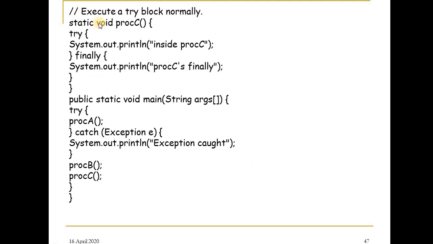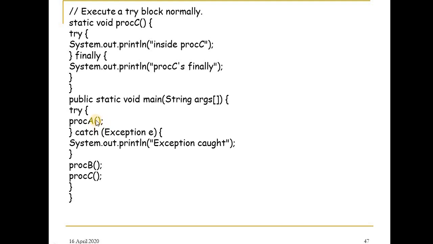Next, we have this procedure C method, which again has a try block and a finally block. The try block will display inside procedure C, and the finally will display procedure C is finally. Next, see this main method. In the main method, I have a try and a catch block. Inside the try block, I just call procedure A.